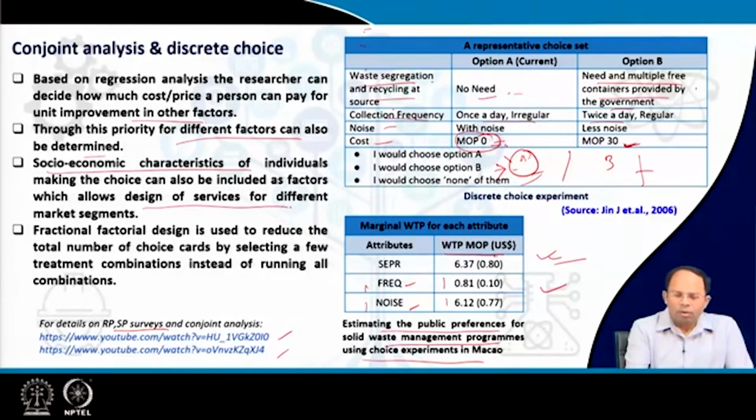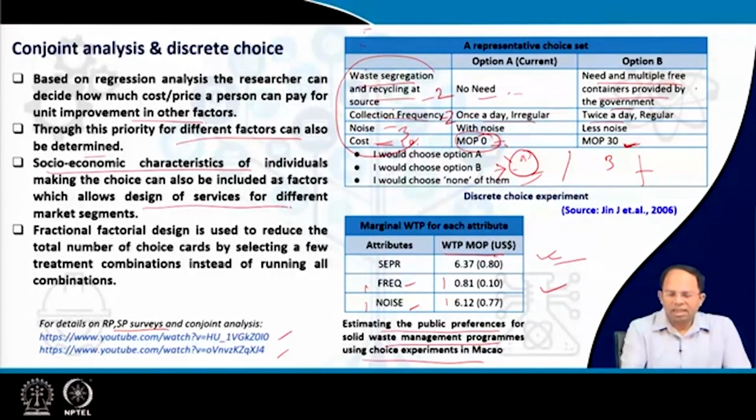Finally, if there are many attributes and each attribute has many levels, how do I create this choice set? Should I create all combinations? Suppose cost has 10 options, noise has 3 options, collection frequency has 2 options, and this first one has another 2 options.